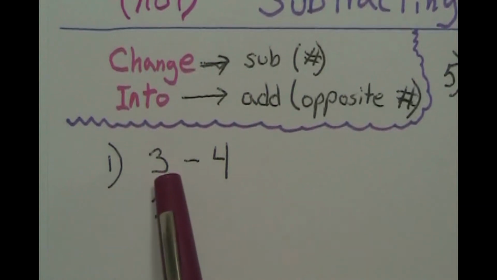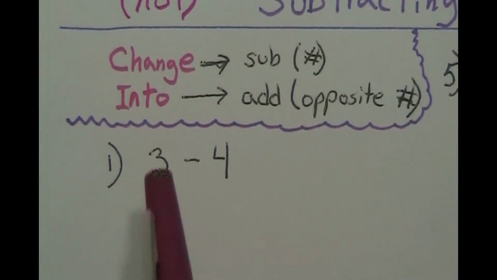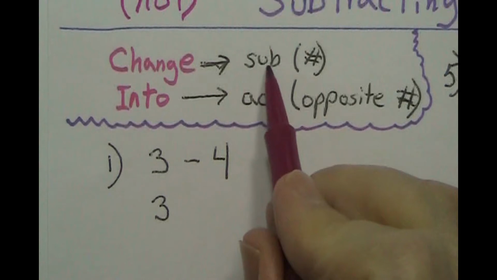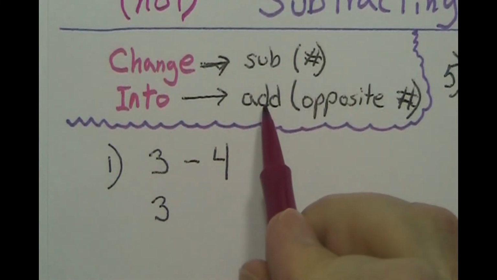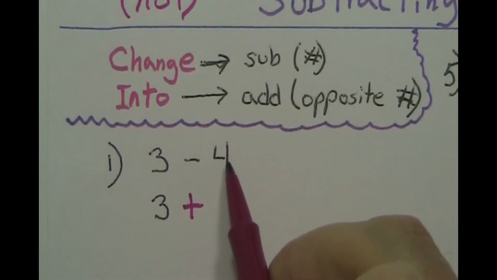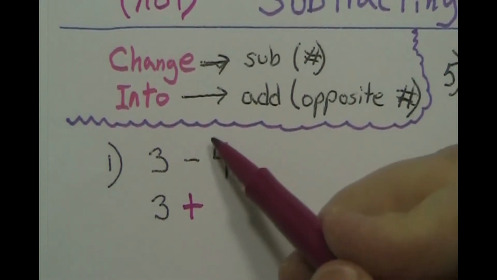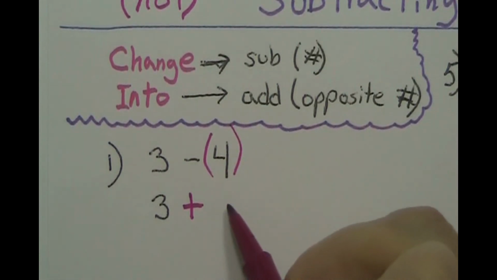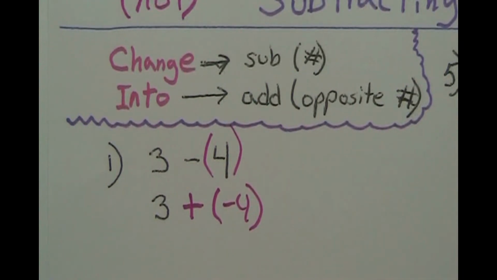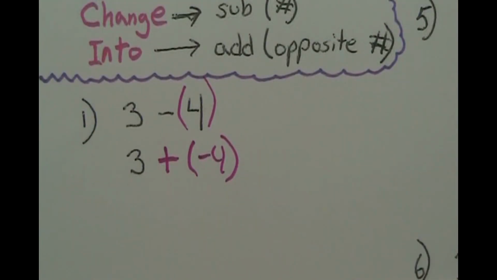So here's our first problem. It's 3 minus 4. 3 subtract 4. So you have 3, and then you're going to go ahead and add. We're going to change this, change subtracting a number into adding its opposite. So we're going to add, and then what's the opposite of 4? You know, if you want to, you could do this. The opposite of 4 is -4. So we're going to add -4. So it's 3 and -4.